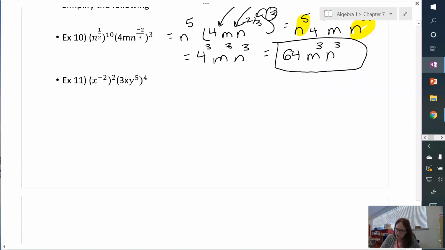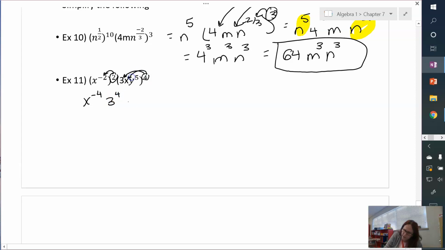All right, example 11. This time I have x to the negative 2 squared. So I'm going to go ahead and apply this exponent to everything inside. So that's going to give me x to the negative 4 because I multiply my exponents together. And then I have 3xy to the 5th. Apply this 4 to everything in here. So I get a 3 to the 4th.